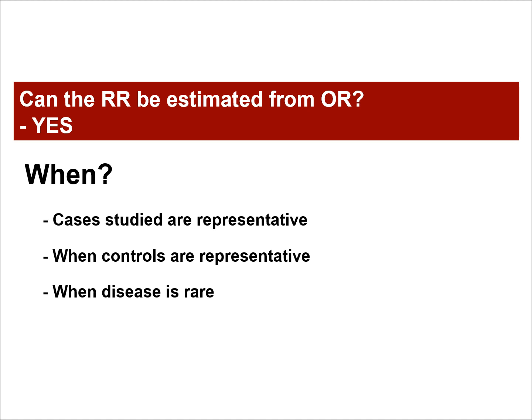because I kind of made a point about this earlier, where I asked whether the relative risk can be estimated from the odds ratio. Yes, there are instances where this can happen, and this would be when the cases are representative, when controls are representative, and when the disease is rare. Okay? This would be another lecture in itself where we will break this down because there's some mathematical formulas that are associated with this. I would explain this to you when we get to that point.